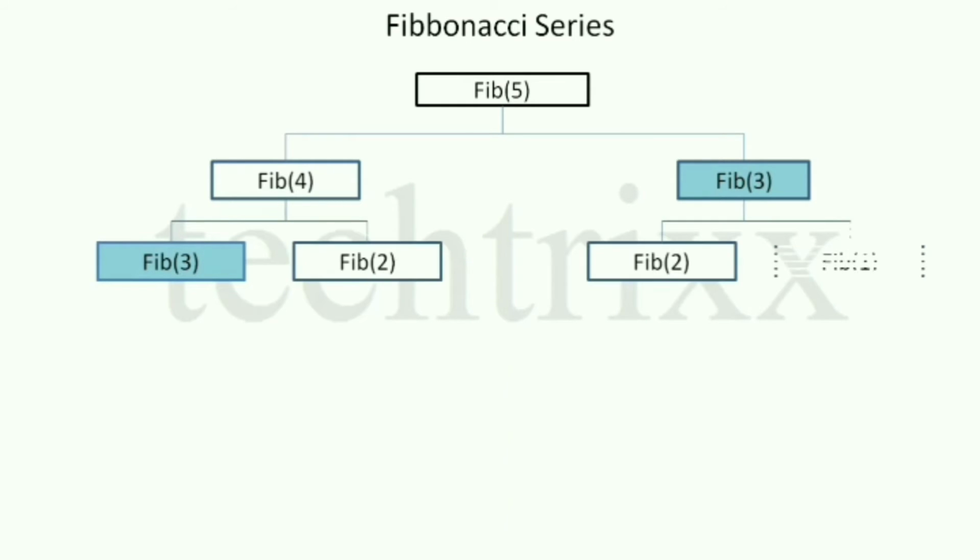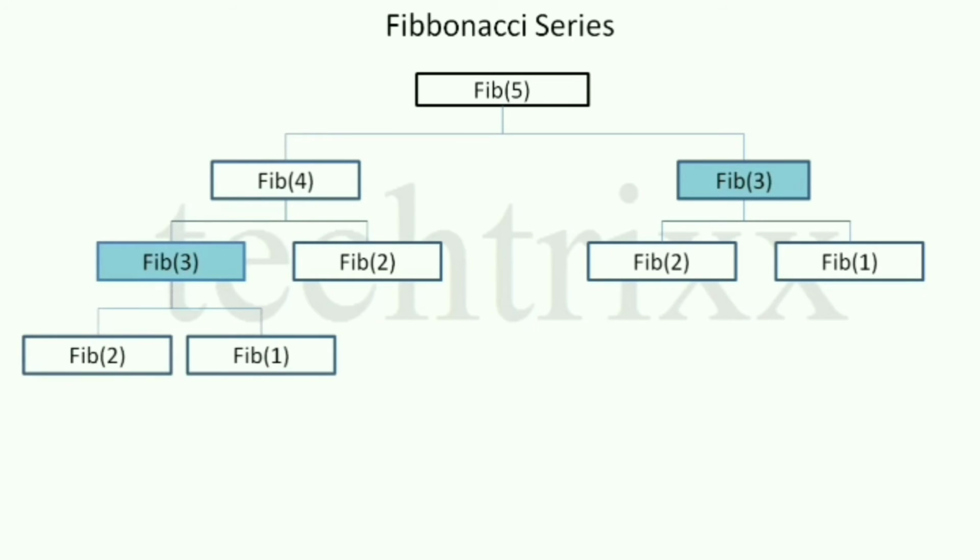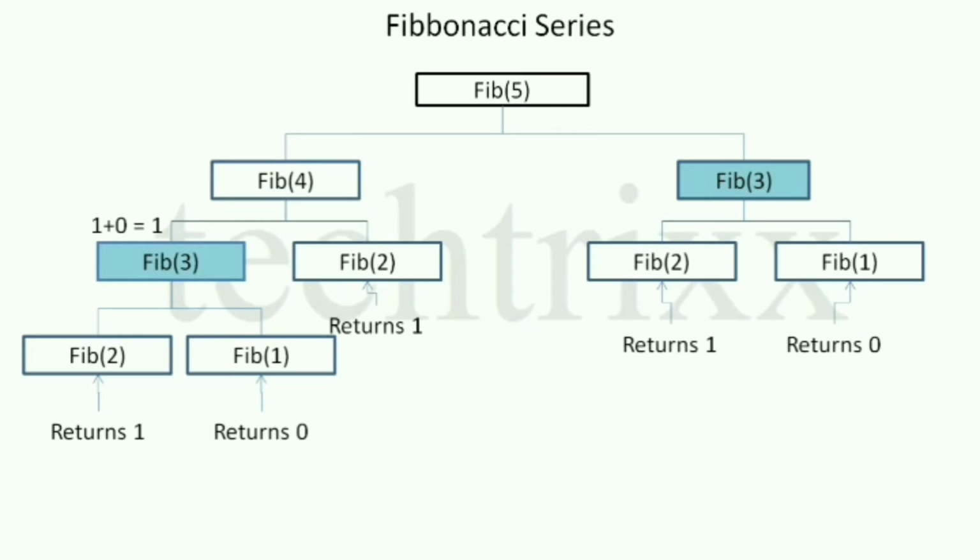Now again, to compute the 3rd Fibonacci number, we need Fibonacci number 2 and Fibonacci number 1. We know that the first Fibonacci number is 0 and the second is 1, so these will return. The third Fibonacci number is obtained by adding Fibonacci number 2 and Fibonacci number 1, that is 1 plus 0, which is 1. Similarly, the fourth Fibonacci number is 2 and the fifth Fibonacci number is 3. Now we can see that to compute the 5th Fibonacci number, we have to compute the 3rd Fibonacci number twice, the 2nd Fibonacci number thrice, and the 1st Fibonacci number twice.